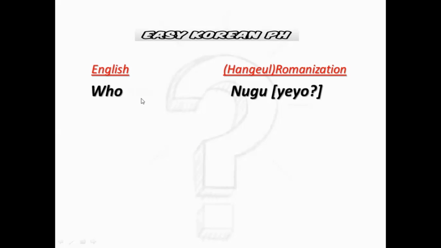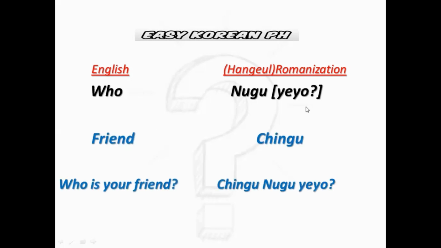Okay, next we have who. In Korean, that is 누구. 누구예요? Okay, for example, who is your friend? So we have a friend. Friend in Korean is 친구. 친구 누구예요? Who is your friend?